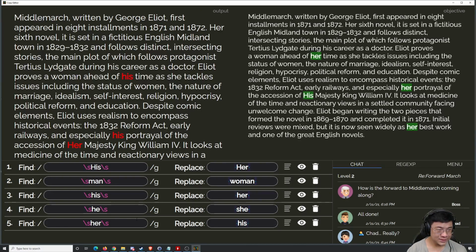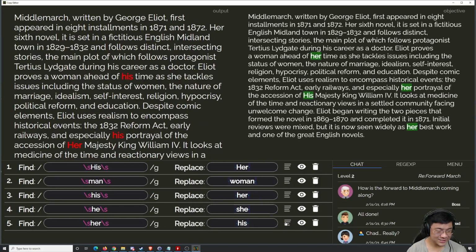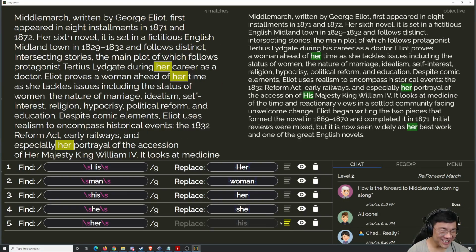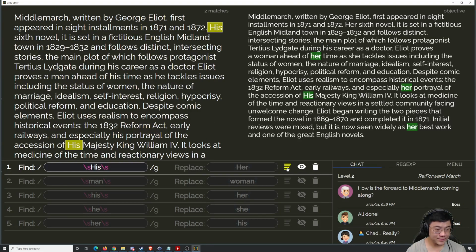Well, you have multiple "his"es and "hers." That's why, indeed. So you probably have to get rid of those. Oh man, this is hard already. Yeah, tricky. All right. Let me think about this. Oh, you can turn them on and off. You can highlight what's going on.